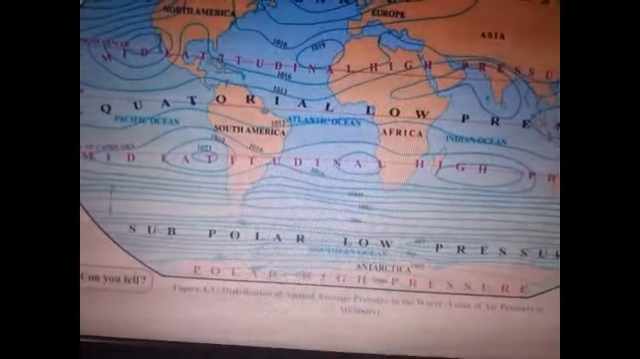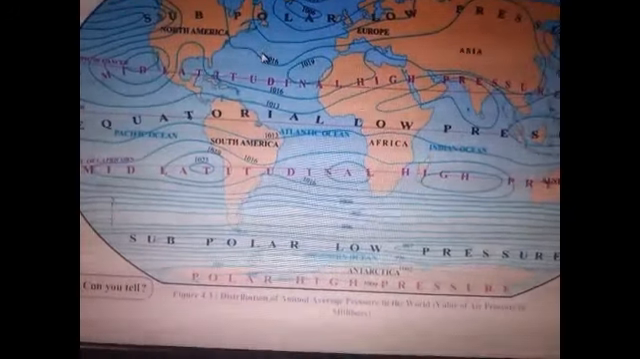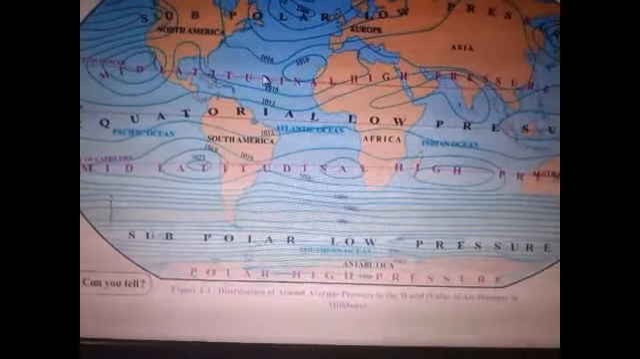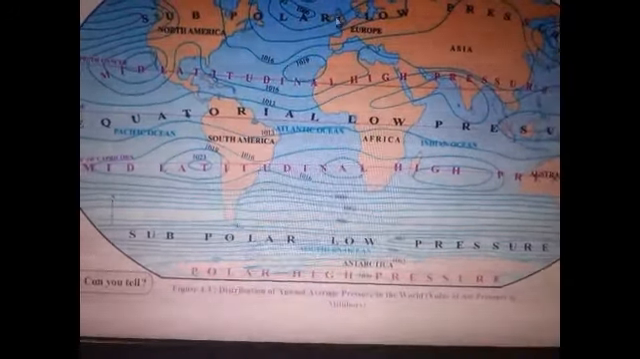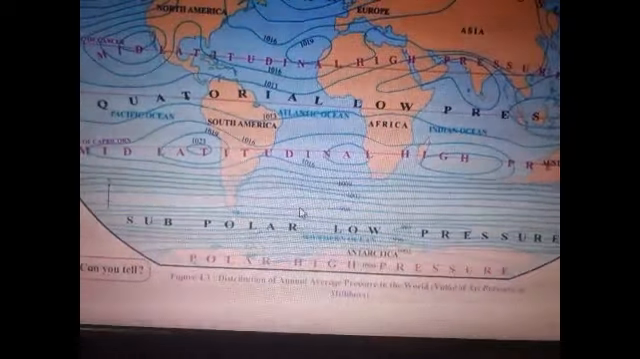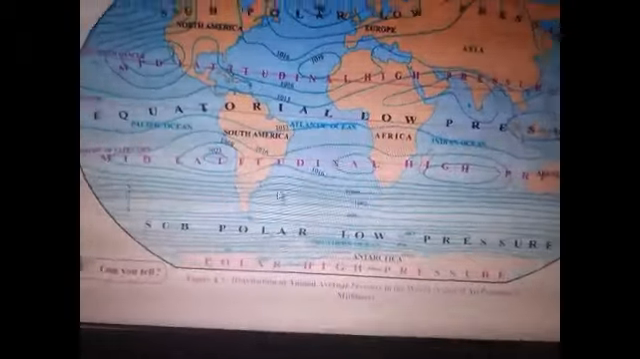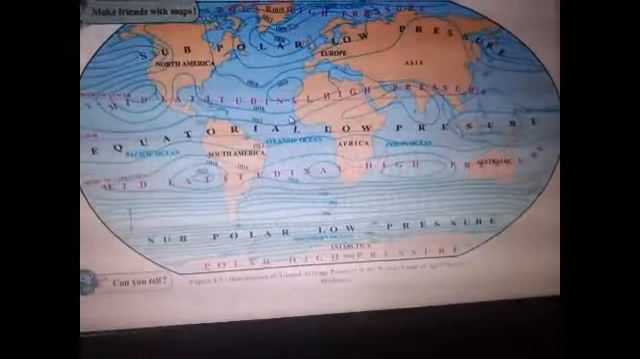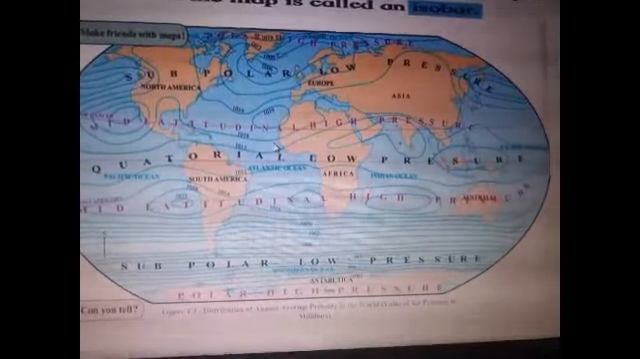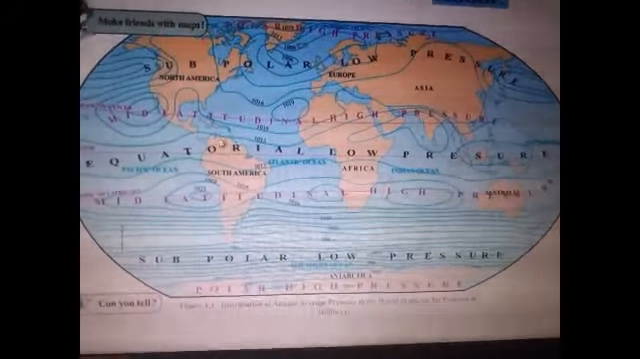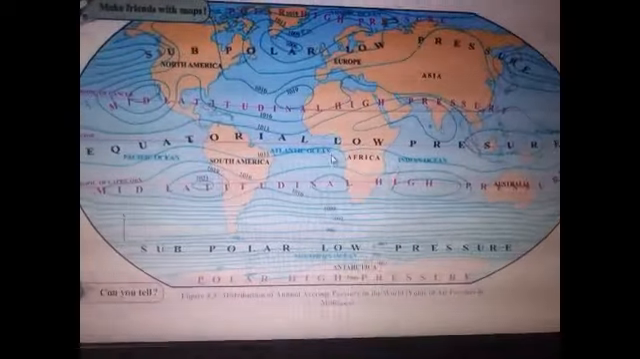Okay. Now what do you find? In the northern hemisphere, the isobars are away, they are not closer to each other, so it is low pressure. Here they are closer to each other, it means they have high pressure. Now this map shows, these lines on this world map show the air pressure on the earth's surface. These lines are called isobars.